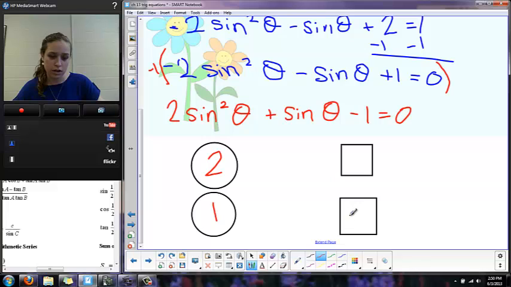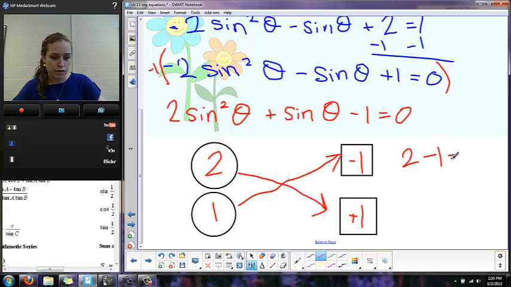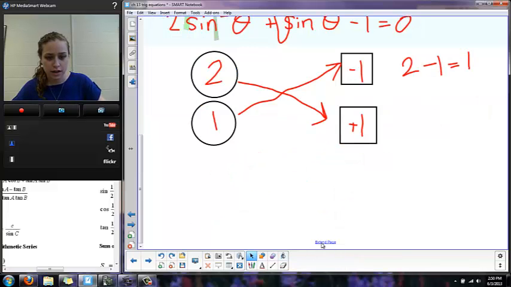So actually, I'm going to make that positive and this negative. So then what I do is take 2 times 1, which is 2, and then 1 times negative 1, which is negative 1. 2 minus 1 is equal to 1, which is what I have right here. So that worked. That means that my terms go like this.